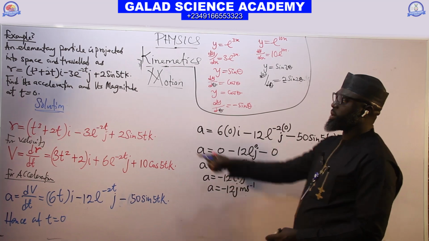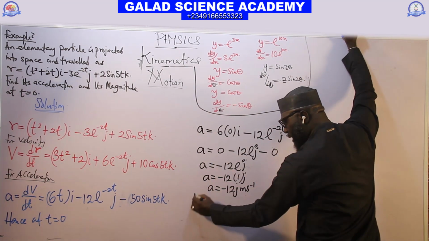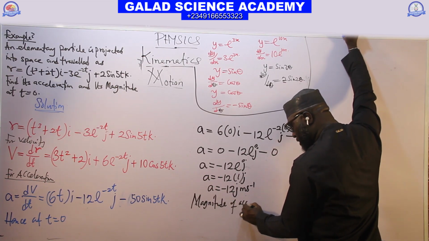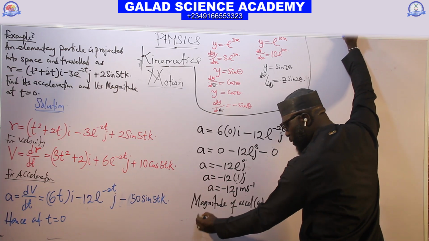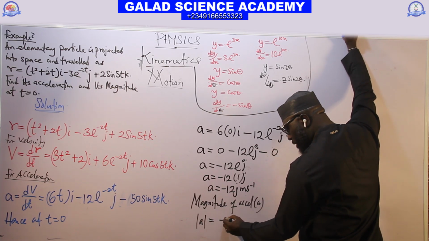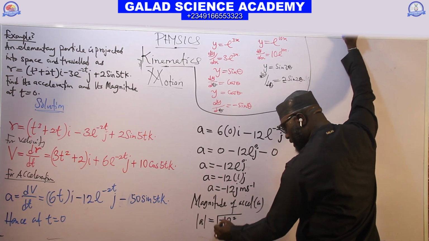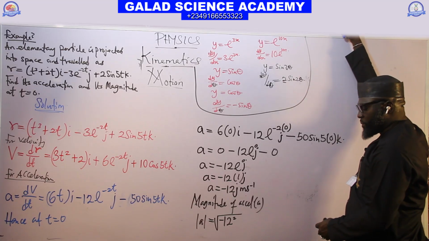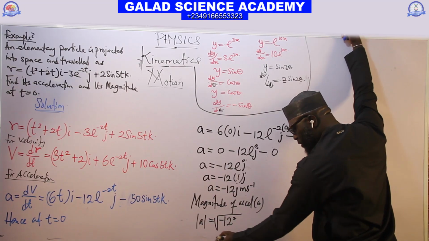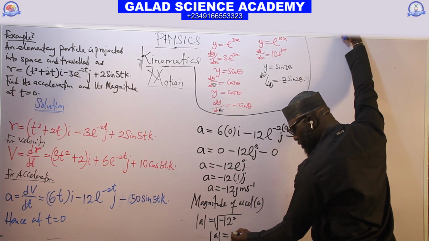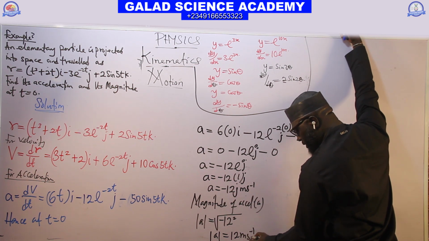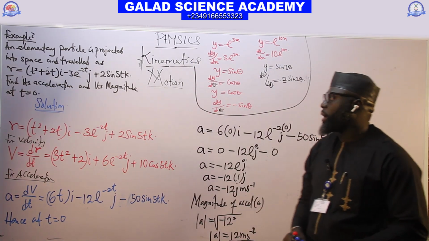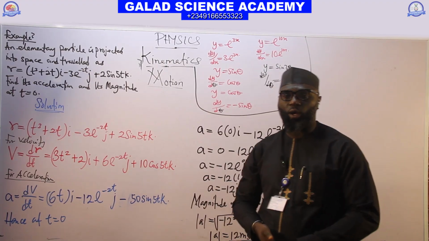We are now asked to find the magnitude of acceleration a. The magnitude of a will be the square root of minus 12 squared, which is 144. So the final answer at the end of the day, the magnitude of a is equal to 12 meter per second squared. That's all about this question.